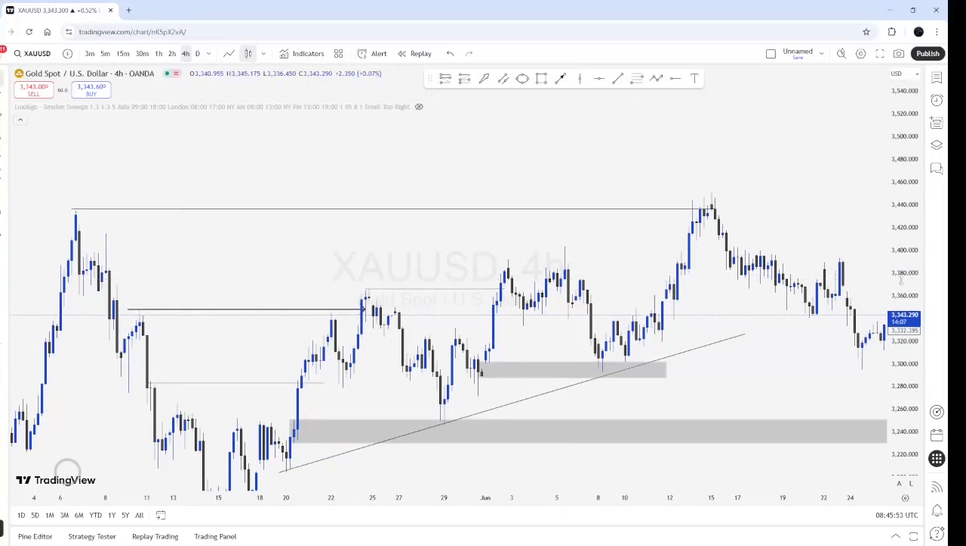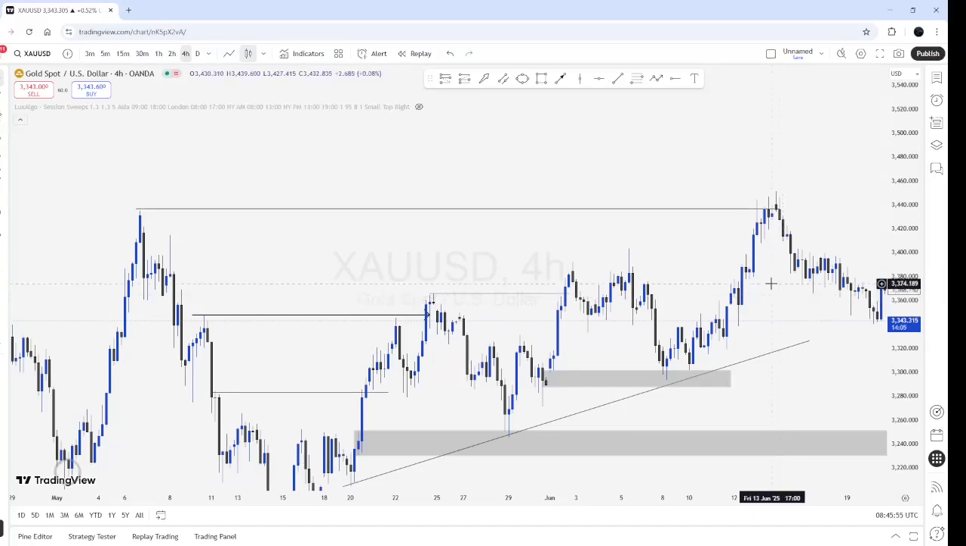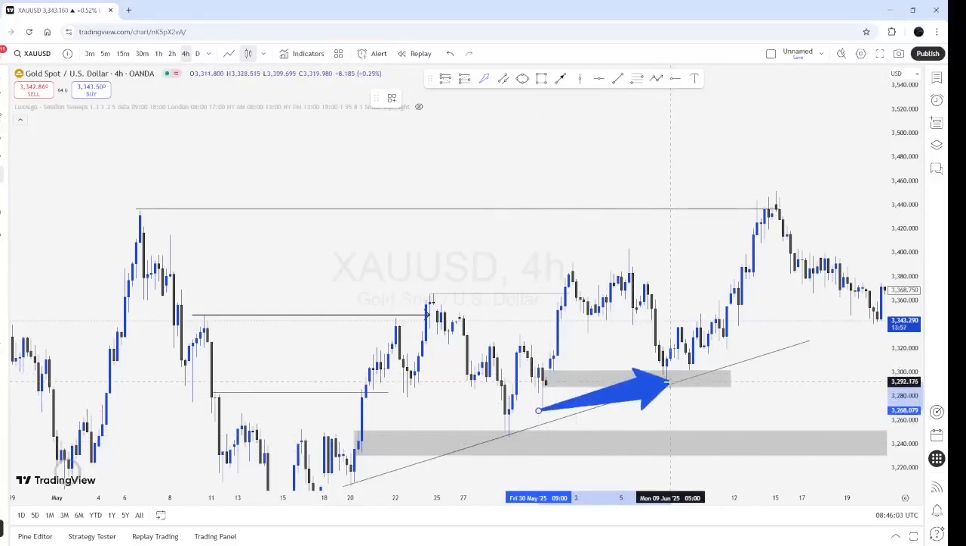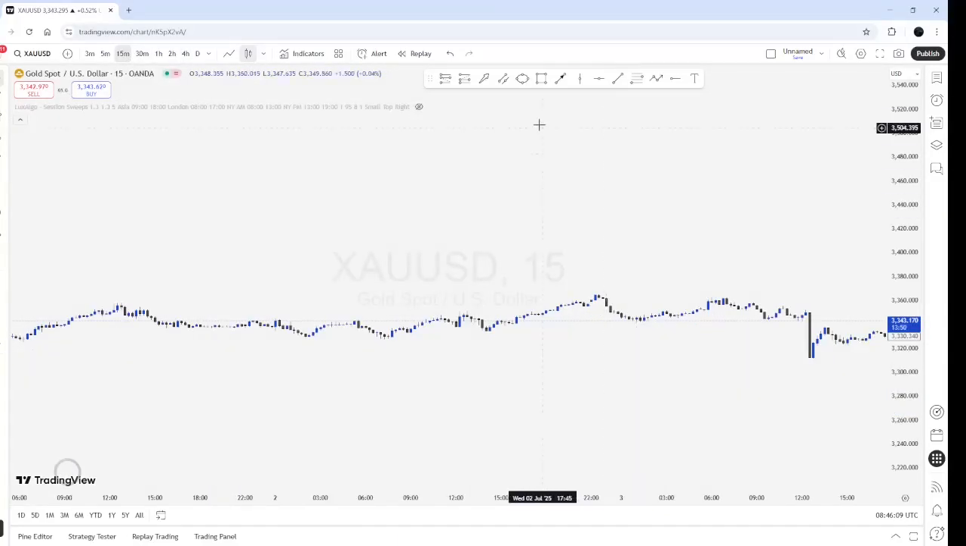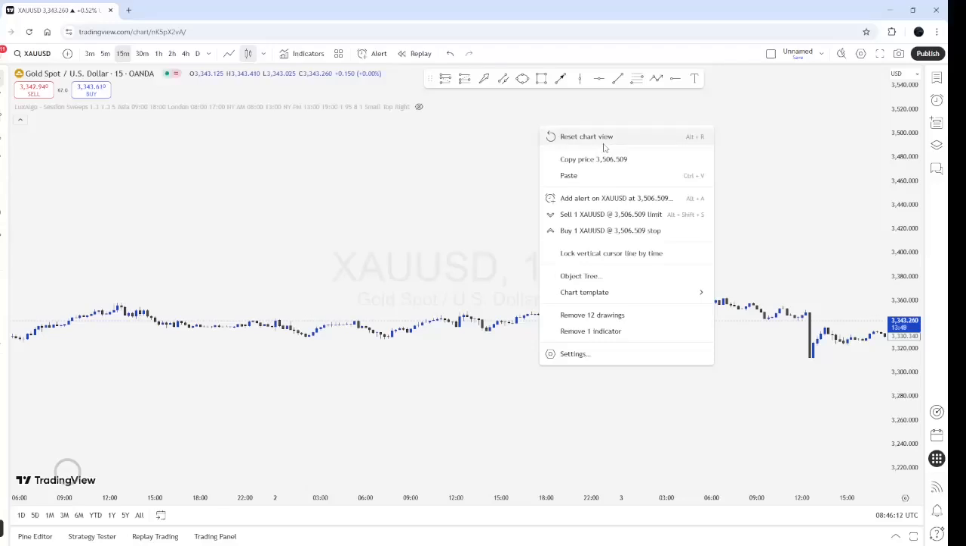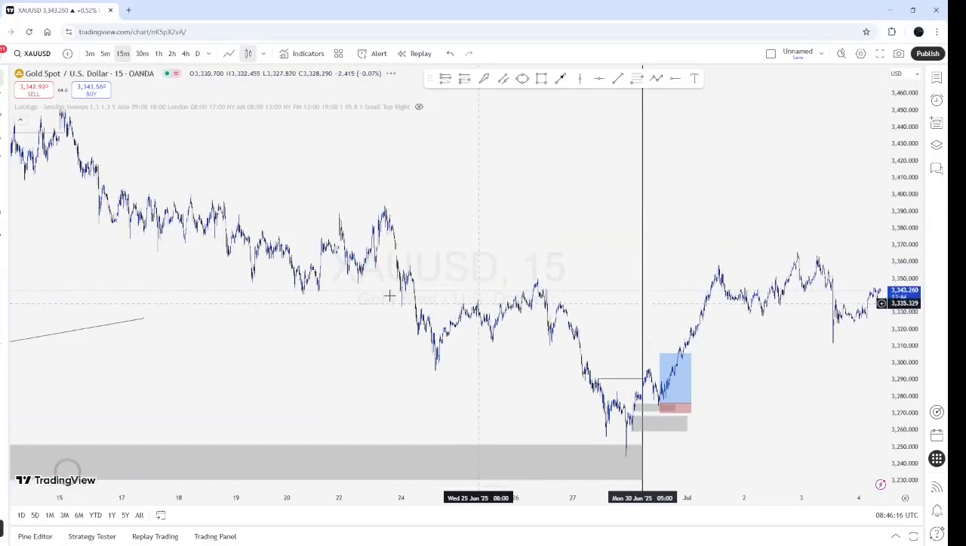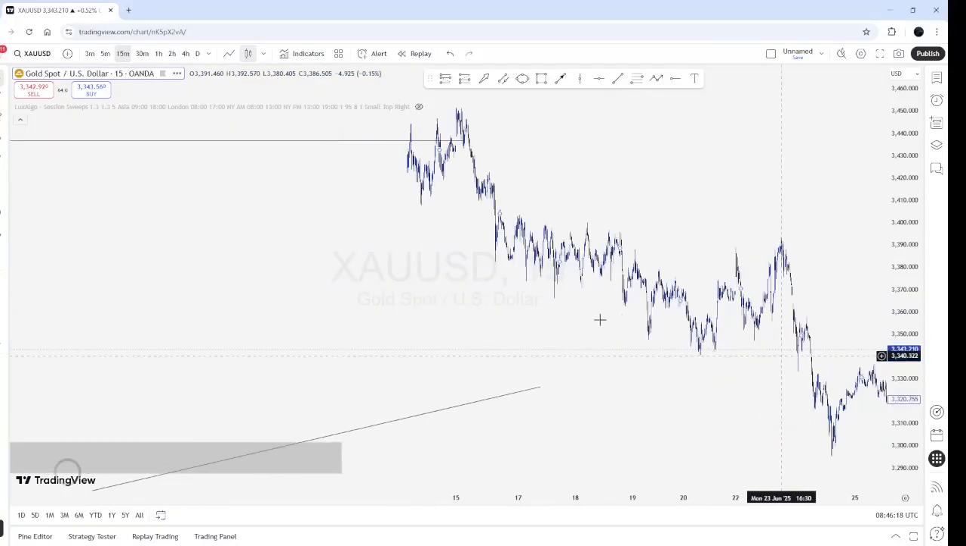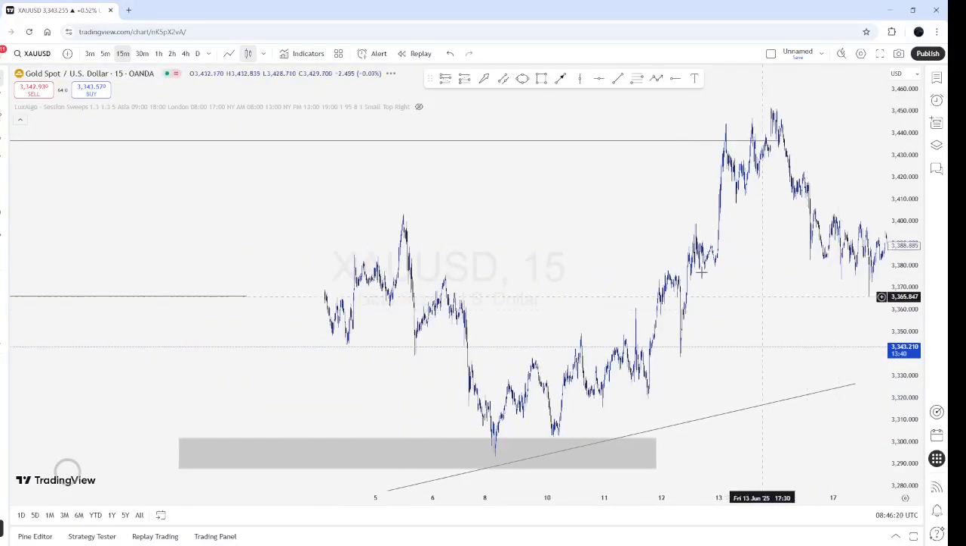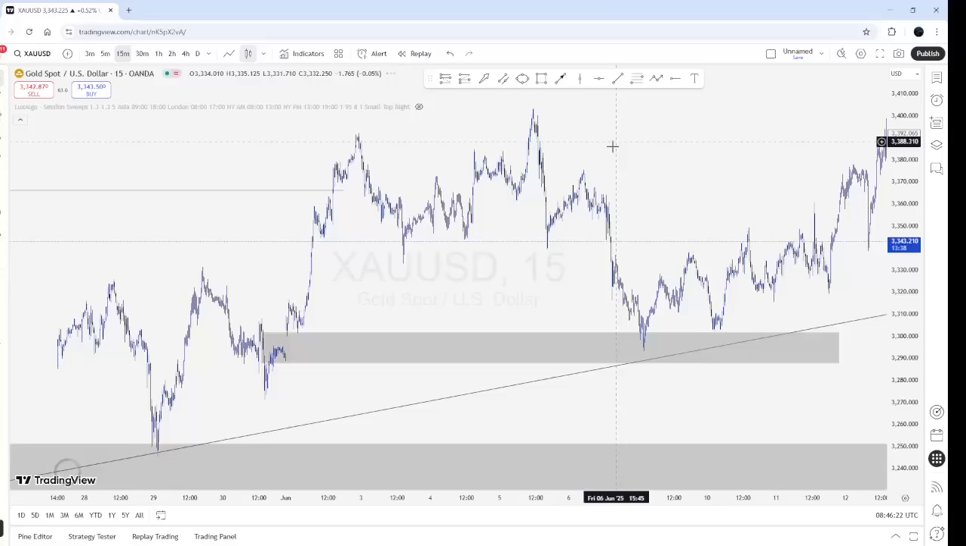Now I have the 4 hour over here. You have this 4 hour chart, so you have your 4 hour demand zone. Then after that, I move to the smaller time frame, which is the 15 minutes, to get a refined trade, because I don't want to stay longer in the market.